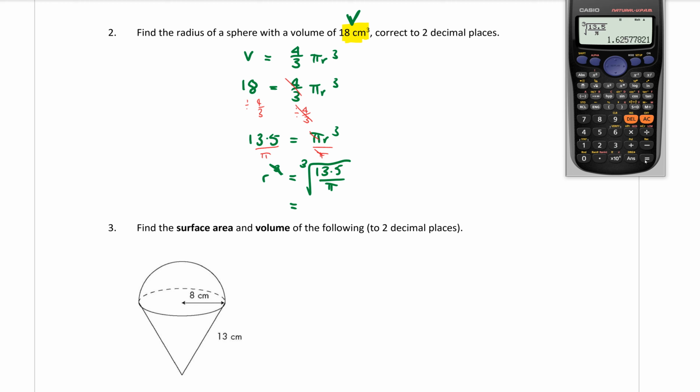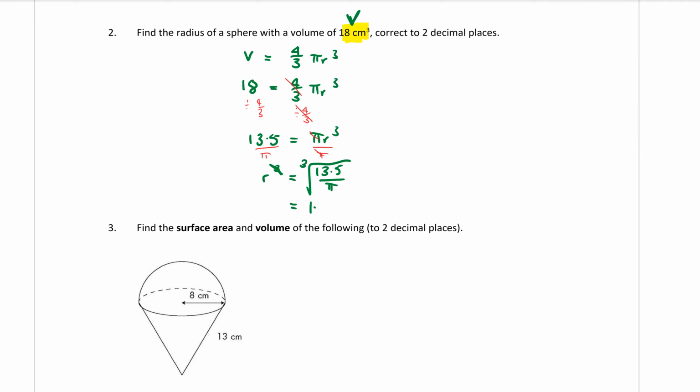Check back to the question. It wanted 2 decimal places, so that's going to be the 5, 2, but I have to round up. So, sorry, not 5, 6, 3. So we go 1.63. The radius is not an area, it's not a volume, that's a length. It's just normal centimeters for the radius length, okay?